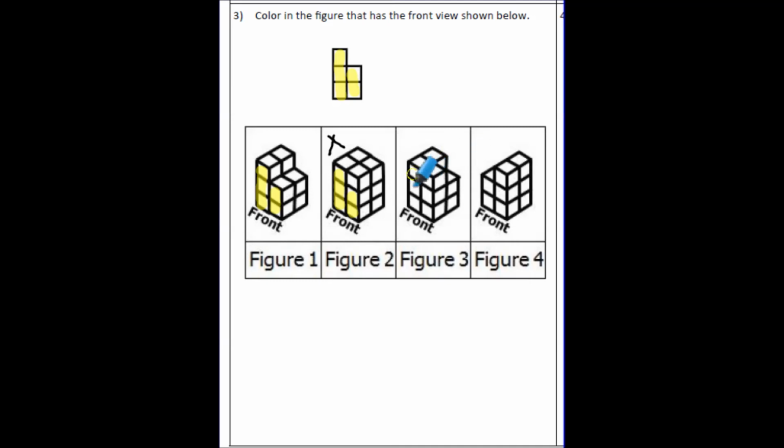Figure 3, the front view, we have a column of 3 and a column of 2, and this last block is not there. Shouldn't be there if I want that view. And from the front view here, I need a column of 3, then a column of 2. This is kind of flip-flopped. So figure 4 does not have that as a front view. And figure 1 is the correct 3D figure.